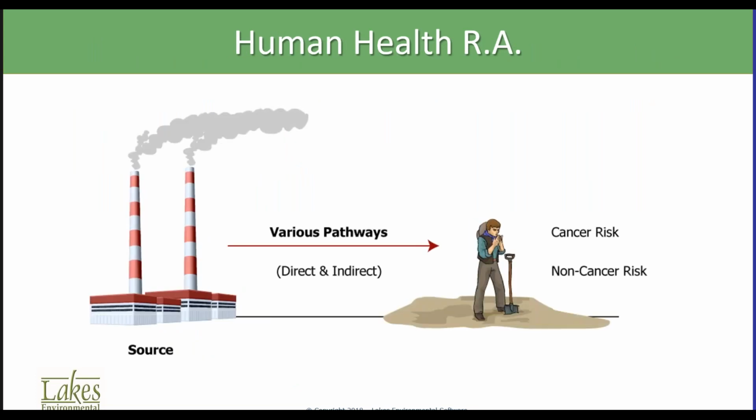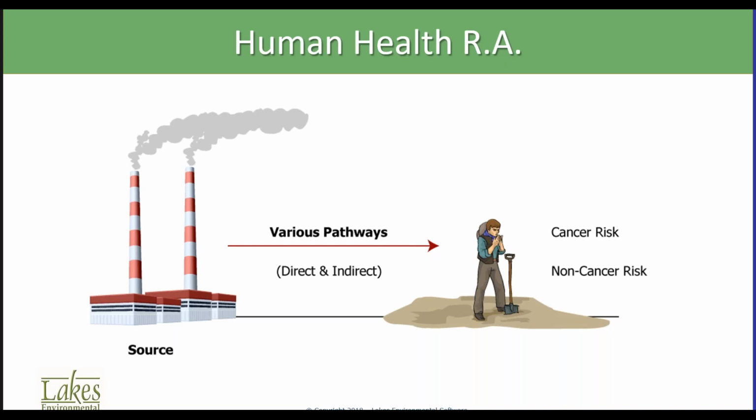Looking more closely at human health risk assessment. So you have a source of toxics, or COPCs, chemicals of potential concern, and they're releasing these into the atmosphere. And through various pathways, both direct and indirect, those are absorbed or enter the body of people. And from that, we develop risk, cancer risk and non-cancer risk.